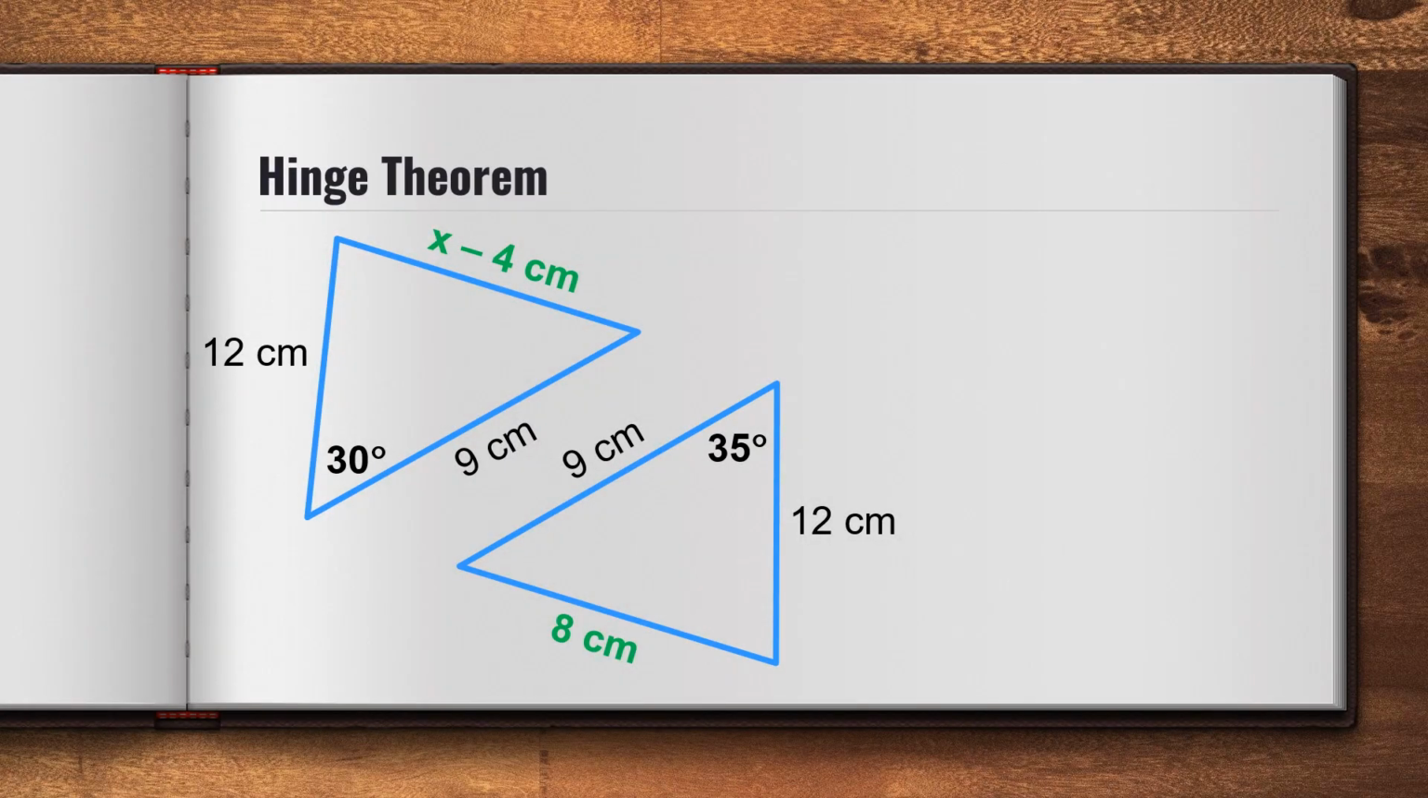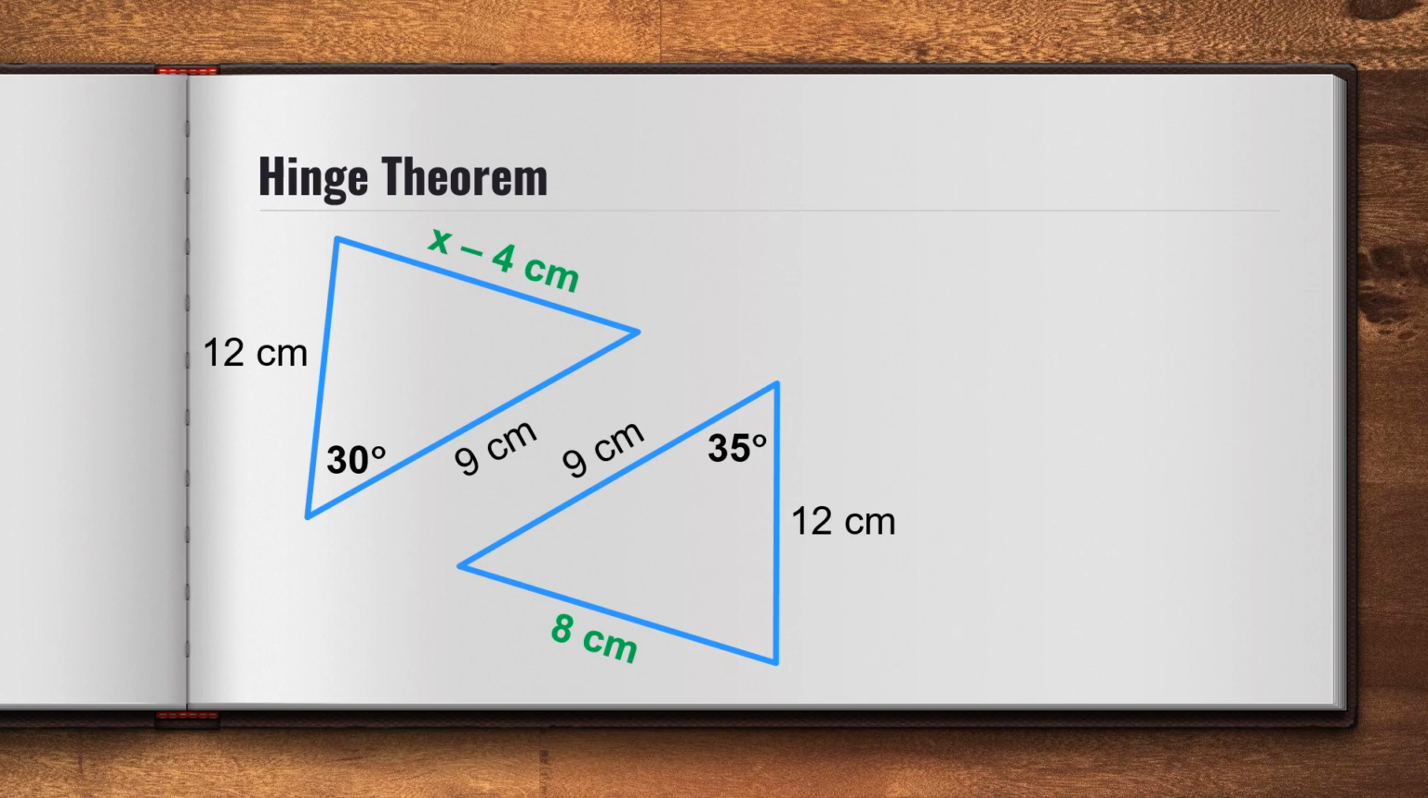Now, let's proceed to the Hinge Theorem. Do you still remember? When we say Hinge Theorem, it is applicable if we have two triangles, not just one, wherein they have two congruent sides. In this given, we can see both have two sides, 12 cm and 9 cm. And then, we focus on the included angle, the angle sandwiched by the two congruent sides. So, our included angles are 30 degrees and 35 degrees.